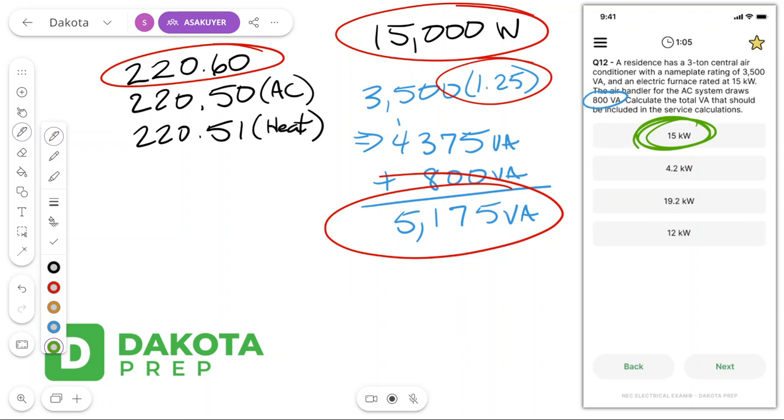That's what we would add into our overall demand to size our service for this dwelling unit.